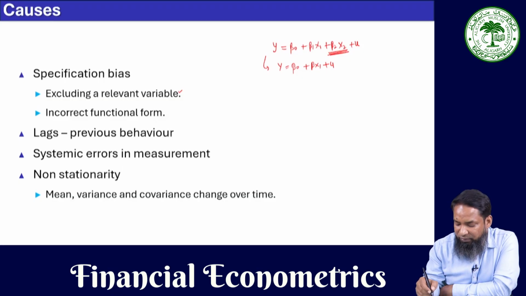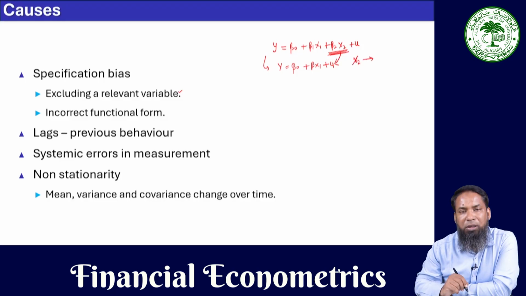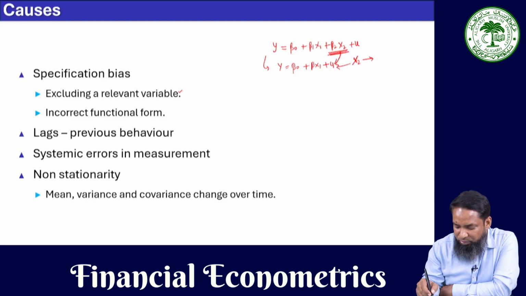Now, in that case, the effect of x2 will be captured by the error term, and x2 may follow a certain process or order. That pattern, that order, is now being captured by this error term. Therefore, the pattern of x2 may be reflected in u, and u1 could be related to u2 and u3 and so on. That means we will have the problem of autocorrelation here.